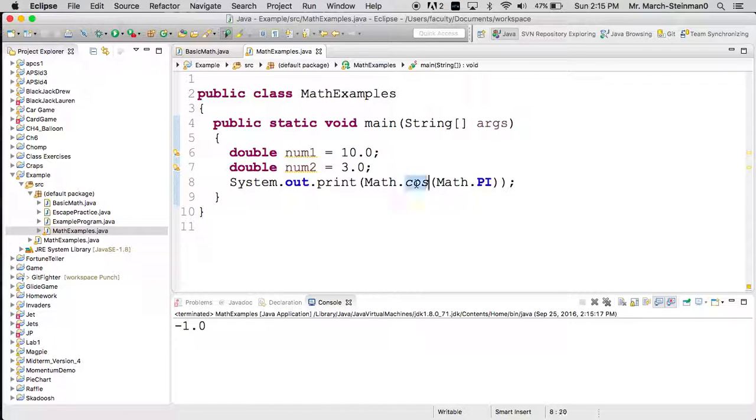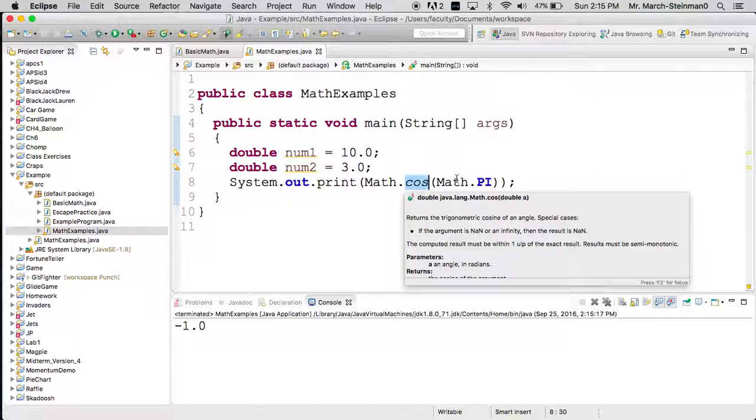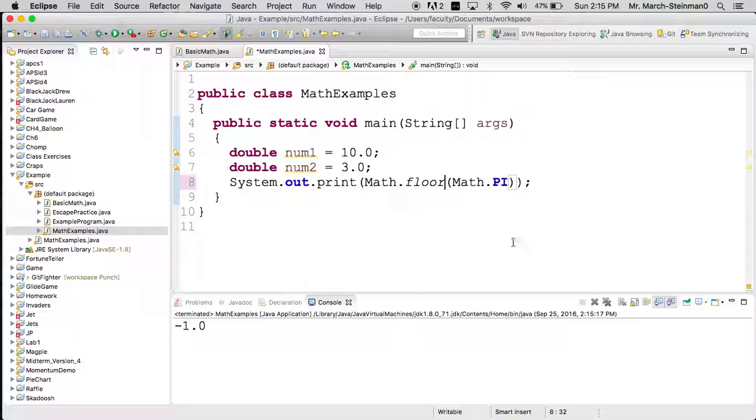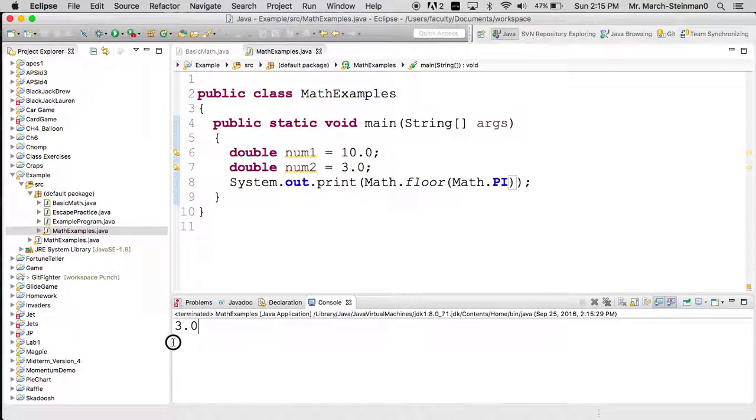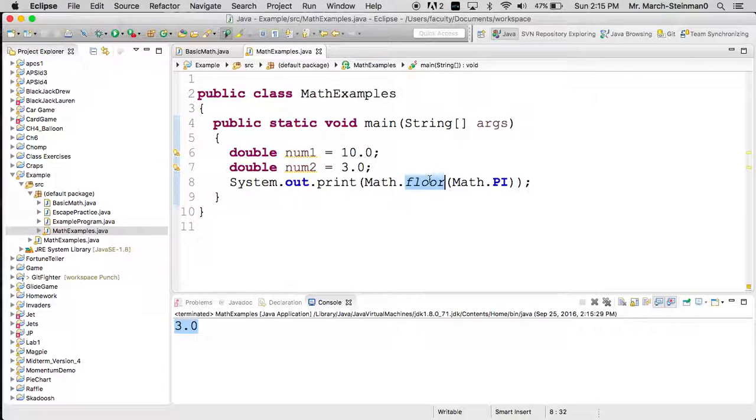And we also have Math.cos, Math.sin, Math.floor. Floor cuts off the remainder. We'll print out 3.0 for pi. And there are a number of other functions that you should look up in the Java API. But for now, this is just a quick demo of the math class, and play around with it and learn a little more.